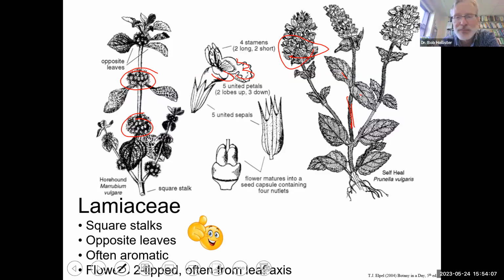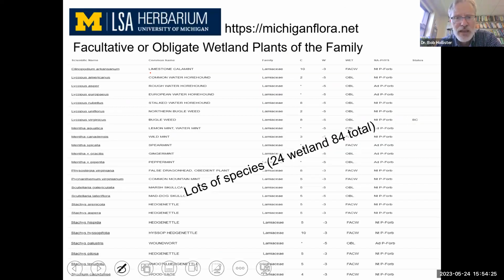They've got two lips, like lips. So they're two lipped. Snapdragons we'll see later are also two lipped. I give a thumbs up because oftentimes they really do have the square stem, the opposite leaves and flowers from the leaf axis. So they're usually pretty easy to figure out. Really easy to figure out that they're mint, not as easy to figure out what species.